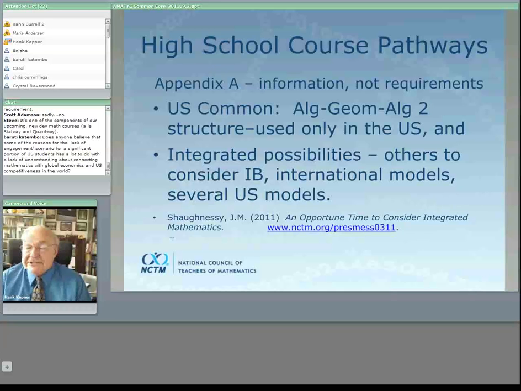And then there are several U.S. models, particularly some of the integrated math curriculum that was supported as introductory exploratory projects in integrated math at the high school level. They're very different. I would encourage you to look at an article on the NCTM website from my president, Mike Shaughnessy, talking about the time to look at integrated mathematics as an important part.